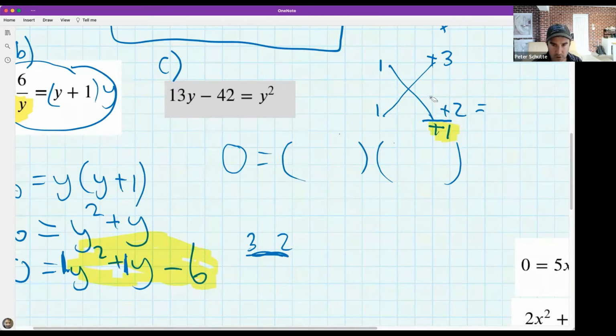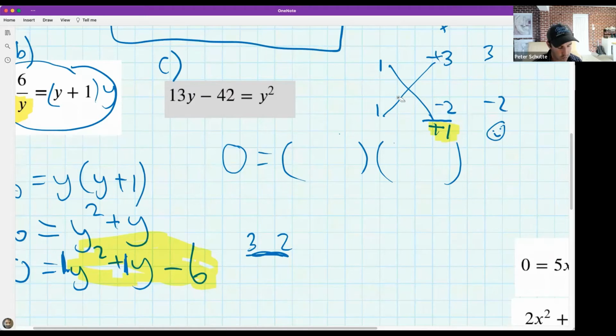What I really want is for one of them to be a positive and one of them to be a negative. So let's see. I think I want the 3 to be positive so that it's bigger than the 2. And if I do that, I will then get 1 times 3 is 3, 1 times -2 is -2, and that gets me to my +1.